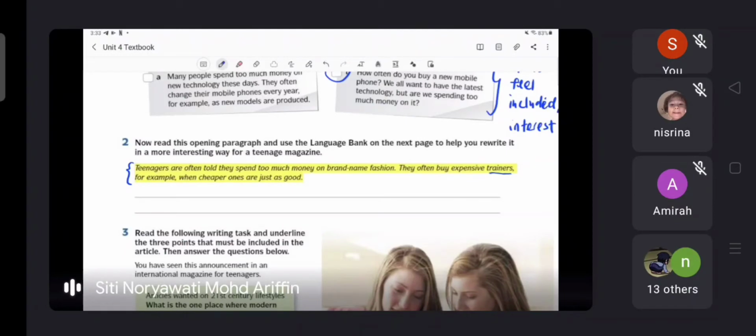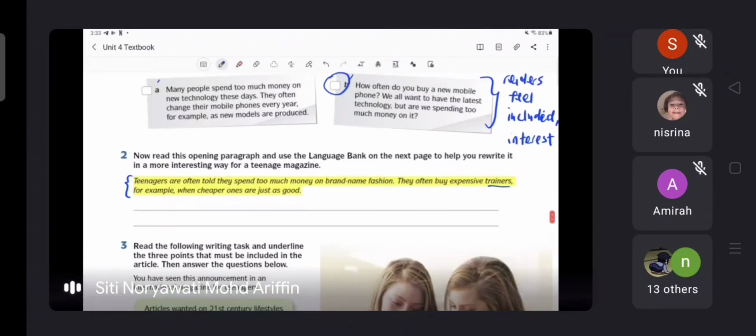Okay, for those who have forgotten, we've already discussed this on page 46 the other day. Okay, so trainers ni sebenarnya okay, adik-beradik sport shoe lah. Okay, so they often buy expensive trainers. For example, when cheaper ones are just as good. Okay, expensive trainers contohnya macam they buy Adidas, but then actually Bata is just as good. Okay, so how can we make this more interesting? How can we change this statement into questions?